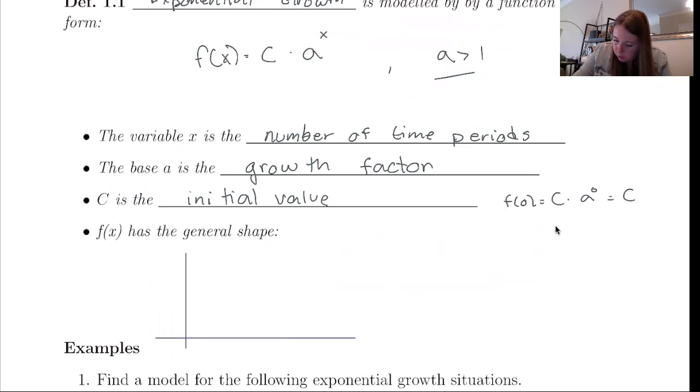It's exponential growth, so we expect it to grow. We start at c, and it just goes up and up and up, and it gets faster and faster and faster. There's a fly near me.